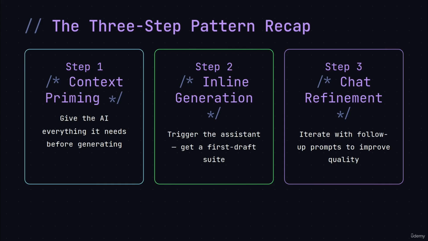The first step in our three-step pattern is context priming. Here we give the AI everything it needs before generating. Typically here we'll give it paths to the actual files that we want to generate tests for. And then inline generation is where we trigger the assistant to get a first draft test suite of the code that we want to test. The final step is to refine the chat. Here we iterate with follow-up prompts to improve the quality of our test suite.